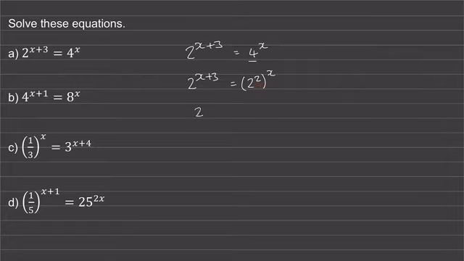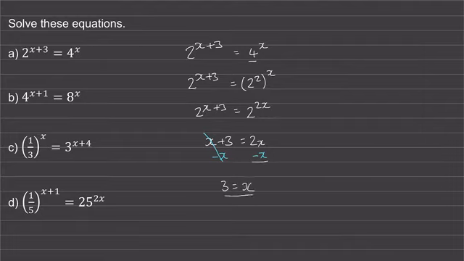So we have 2 to the power of x plus 3 is equal to 2 to the power of 2x. So now, because the equation is equal and the bases are the same, these two powers must also be the same. So we can say x plus 3 is equal to 2x. So now we can solve this equation by taking away x from both sides. These two will cancel, so we're left with 3 is equal to 2x minus x, which is just x.